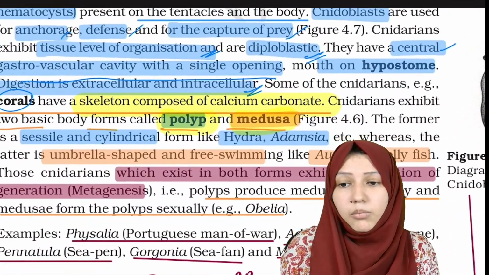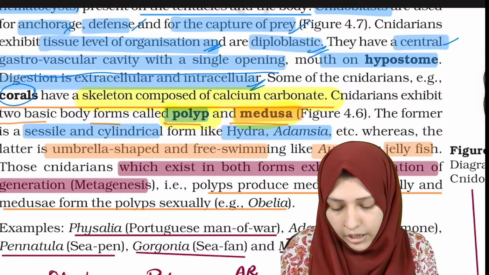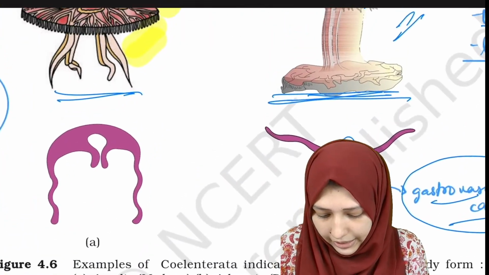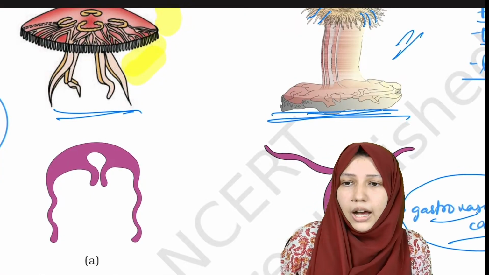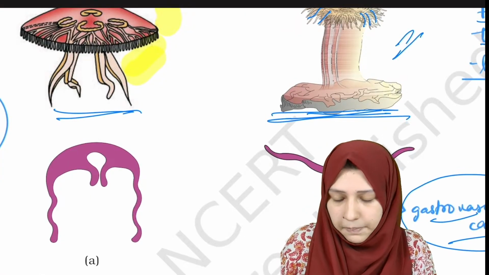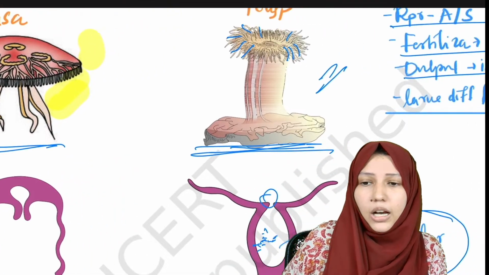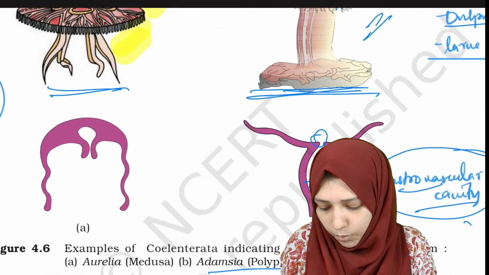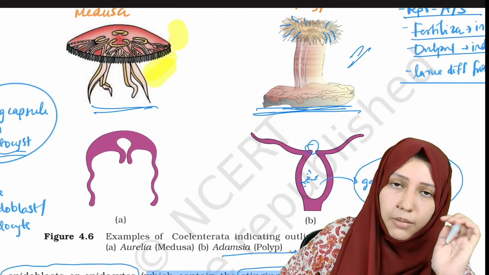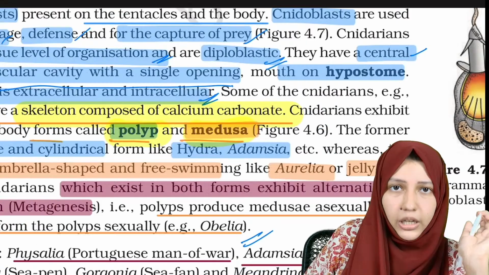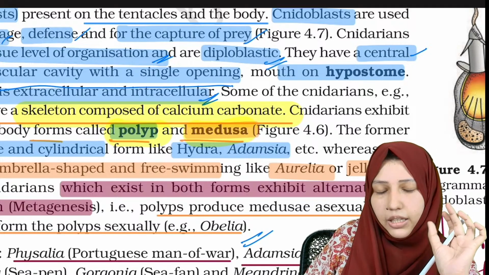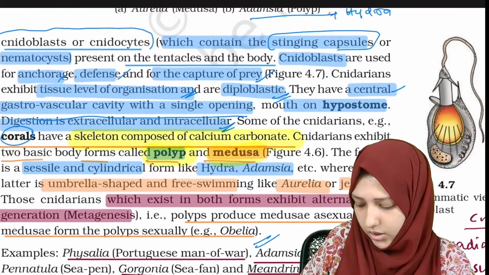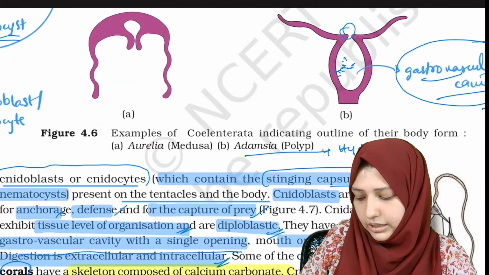And what are the examples of polyps and what are the examples of medusa? The examples of polyp are Adamsia and Hydra. Adamsia and Hydra are examples of polyp. Okay. And the example for Aurelia or medusa is Obelia. Medusa, example for medusa is Obelia, and examples for polyps are Adamsia and Hydra. Clear?